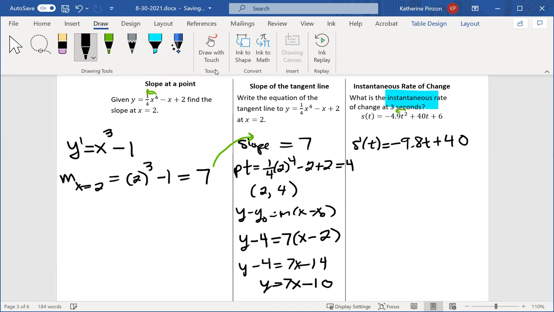I was looking for the instantaneous rate of change at 3. So I'm going to plug 3 in for t. Negative 9.8 times 3 plus 40. Okay, 27. 29.4. 10.6.